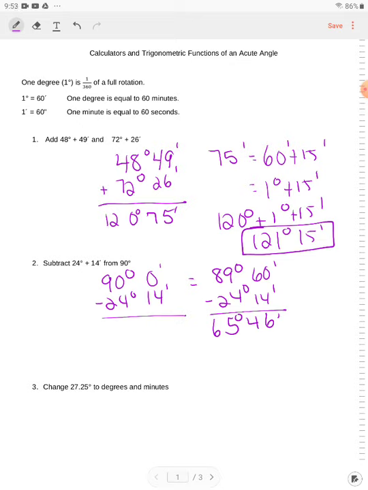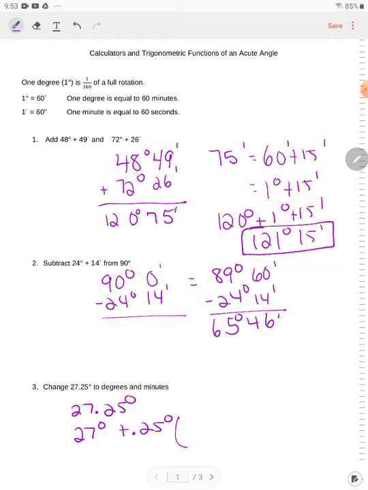So let's look at 27.25 degrees. What we have to do is change this to degrees and minutes. Notice it's a decimal answer. So that's 27.25 degrees. So what you have is 27 degrees plus 0.25 degrees.